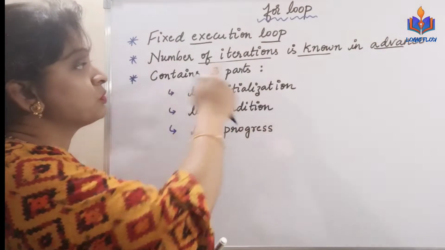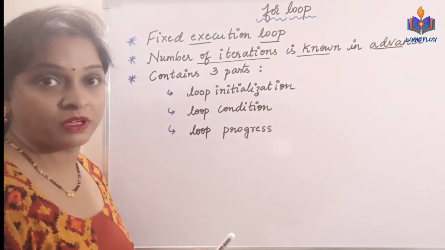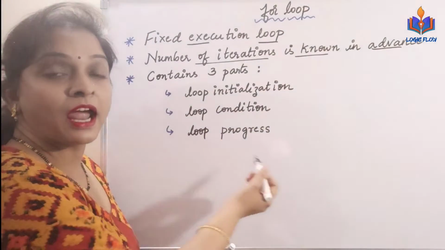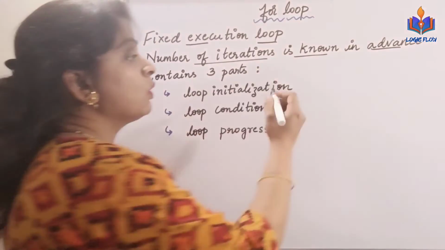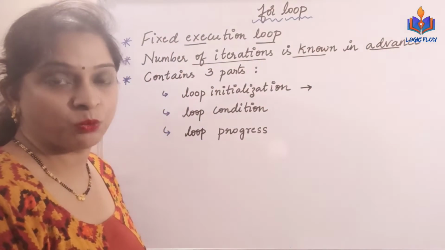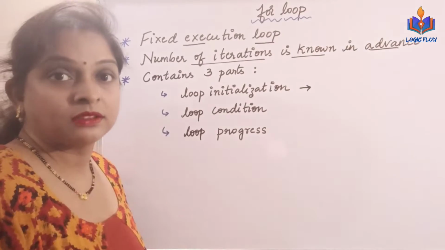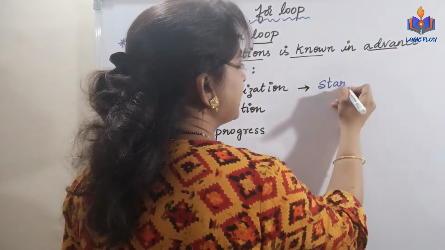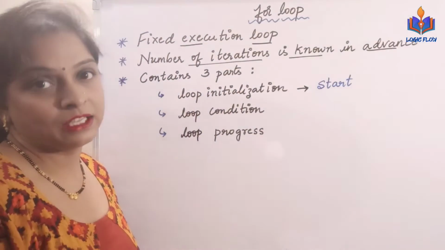We have to use the three parts of for loop. So we have loop initialization, loop condition and loop progress. Loop initialization initializes the loop with an initial value. It is going to represent the start of the loop. It indicates the starting point of the loop.